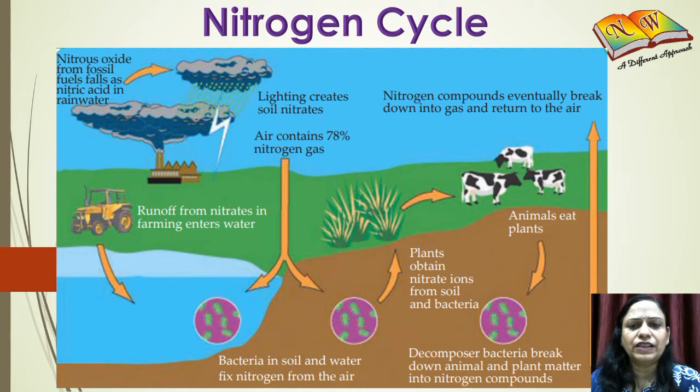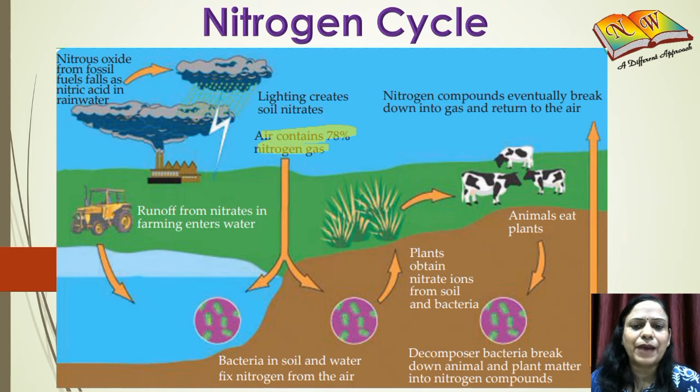So if you look at the figure, you can see that air has 78% of nitrogen gas. Means if you look at the composition of the atmosphere, it is about 78% of nitrogen. Now, the process by which this nitrogen is converted into usable form in the soil is known as nitrogen fixation. Nitrogen fixation can happen in three different ways. The first process is known as biological fixation.